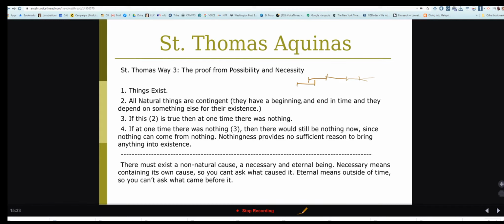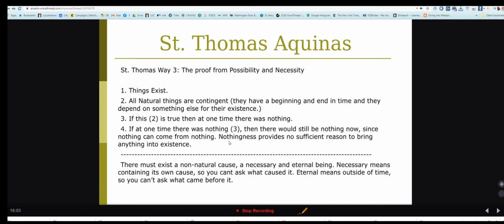And we've already seen it can't go back to infinity, so if we go back far enough, we'll reach the Big Bang, the first event. And before that, there will be nothing. So if all natural things are contingent, then at one time there was nothing. But St. Thomas thinks that this is impossible, because if at one time there was nothing, then there would still be nothing now, since nothing can come from nothing.